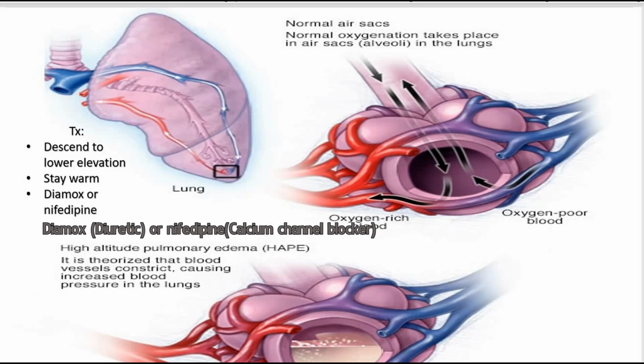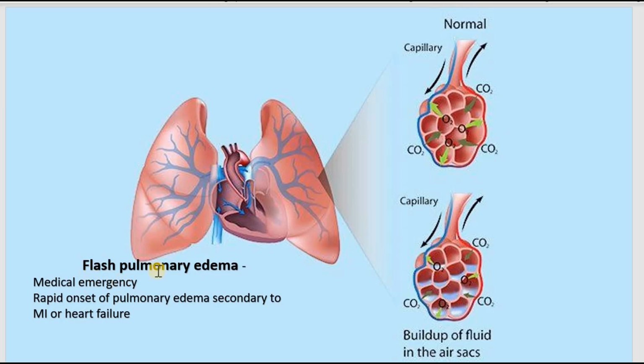Now let's see what flash pulmonary edema is. Flash pulmonary edema is a medical emergency. What is it? It is a rapid onset of pulmonary edema and it happens secondary to MI or heart failure. It is a life-threatening condition and the patient needs immediate medical treatment.